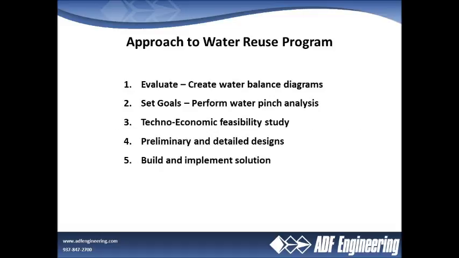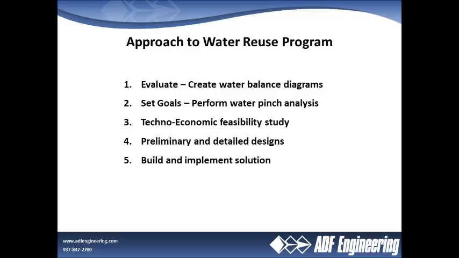So next I'm going to talk about what should be your approach or game plan when you're thinking about a water reuse program. The very first thing that we would recommend is to evaluate what you have. Create water balance diagrams. The type of questions that you want to ask is, what is the quality of water that's needed for various end uses in your plant, whether that is for utility feed, or for process, or for water that you use as an ingredient in your product, or anything else? You have several end uses throughout the facility, and you first want to establish the requirements on how much water is needed and what quality of water is needed.